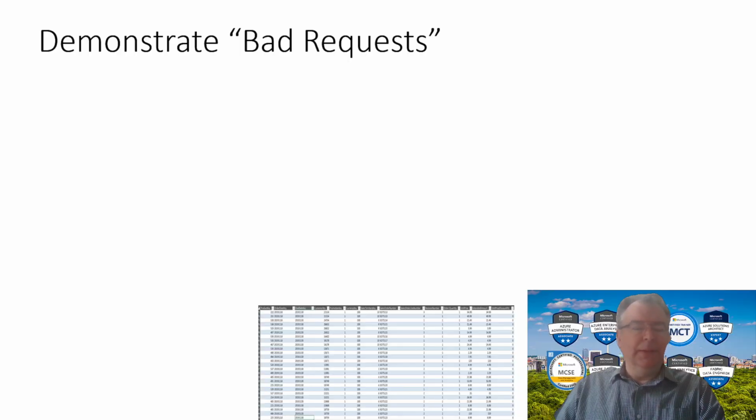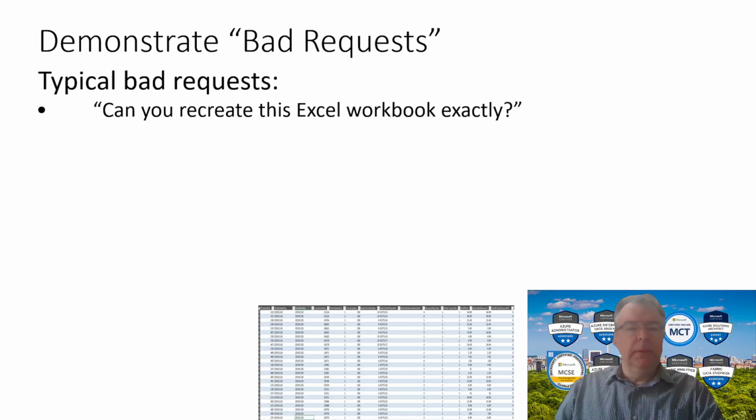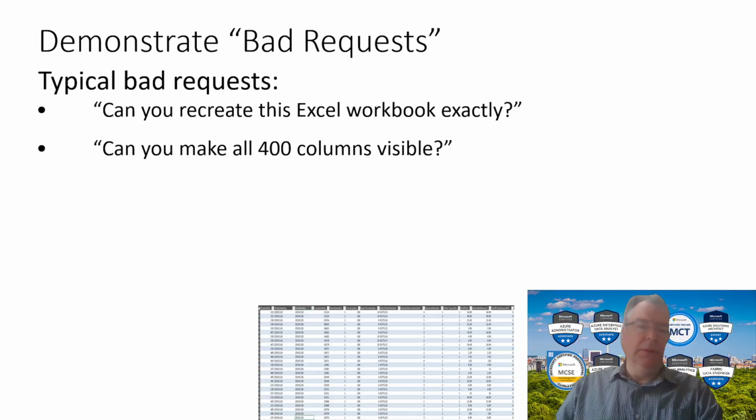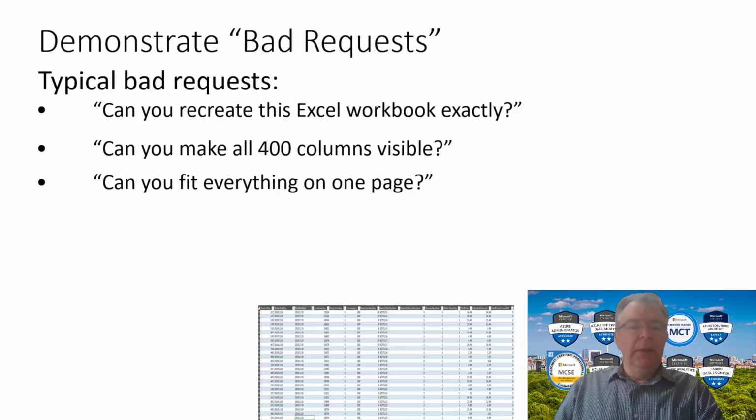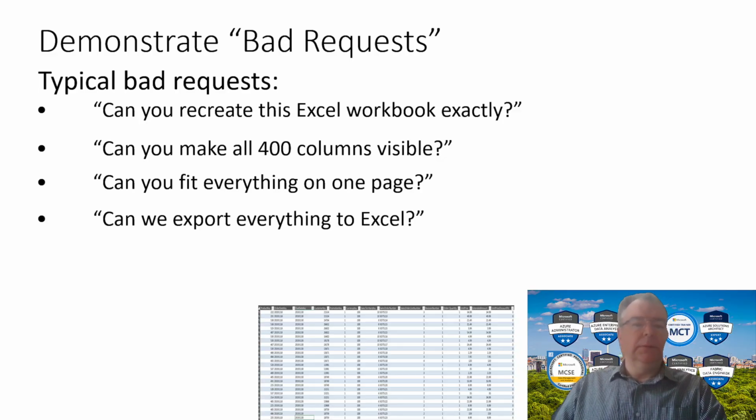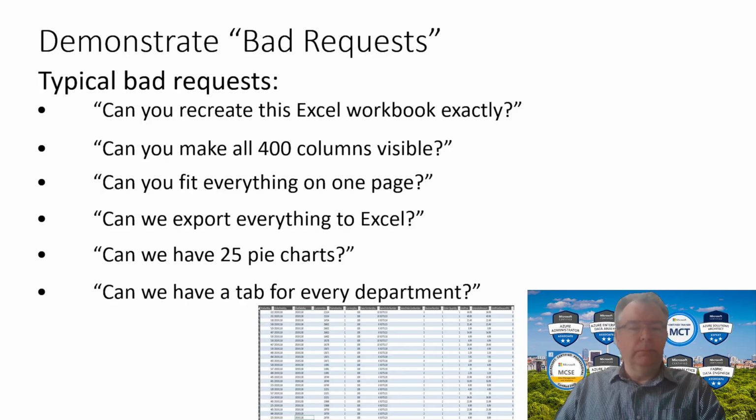Let's look at some example bad requests now. Can you recreate this Excel workbook exactly? Can you make all 400 columns visible? Can you fit everything on one page? Can we export everything to Excel? Can we have 25 pie charts? Can we have a tab for each department? So if users immediately export to Excel, we should ask, are we solving the analytics problem properly?